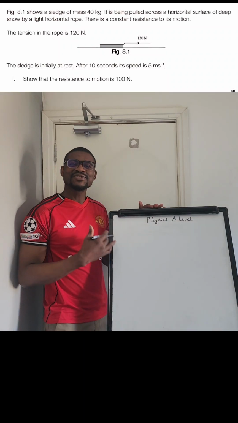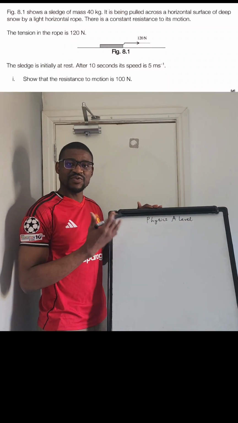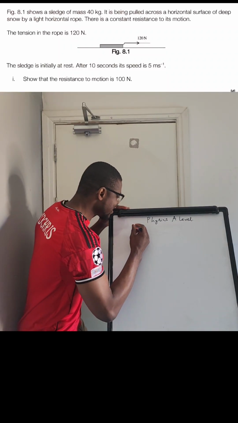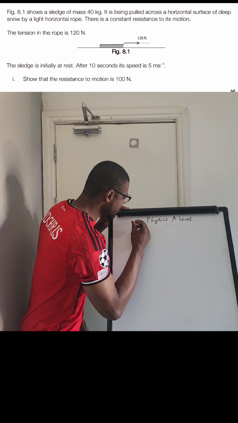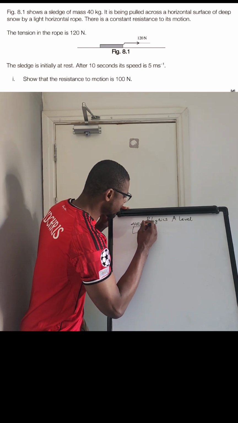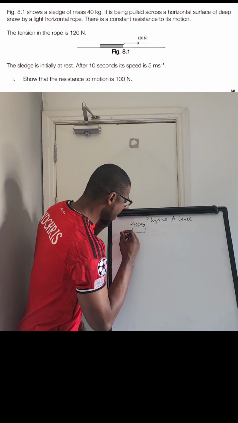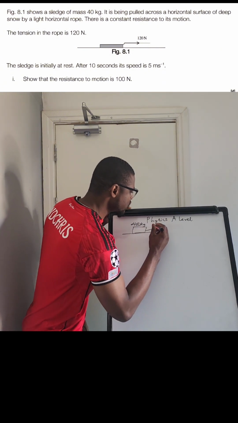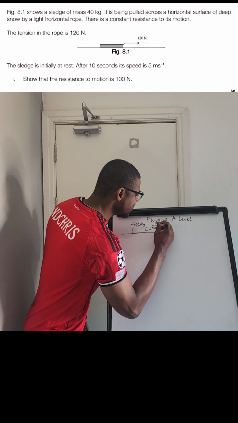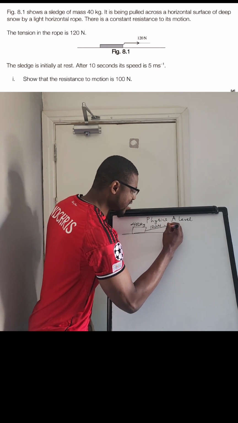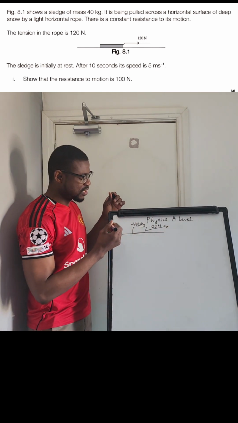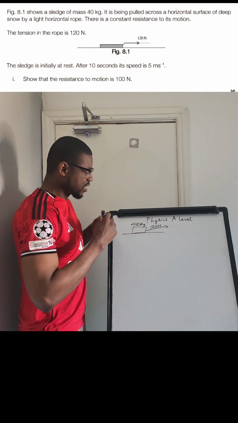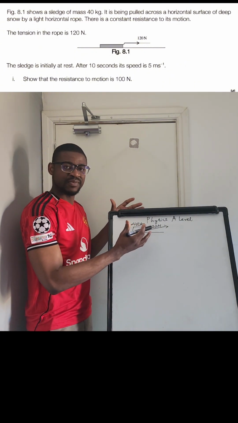Now, let me show you how to solve this A-level physics question. You are given a sledge of mass 400 kg. It is being pulled along this horizontal surface with a tension of 120 Newton. Now, this is the direction of the action of this tension force. We know that there will be friction.